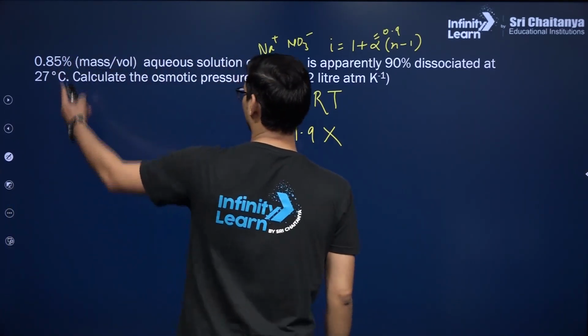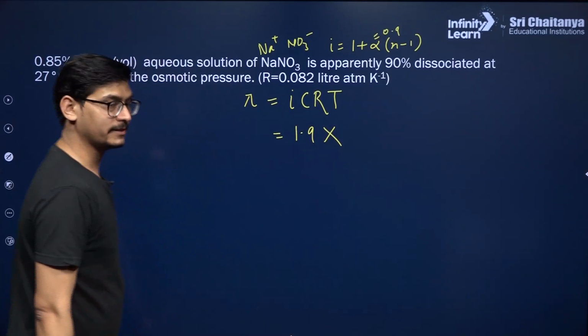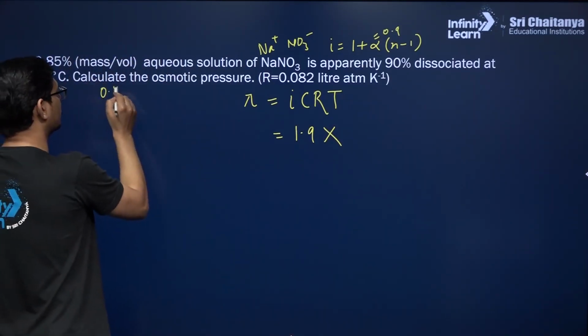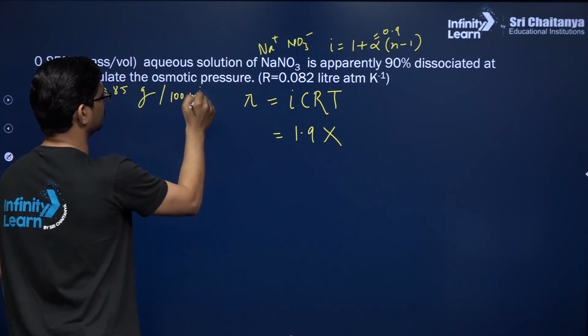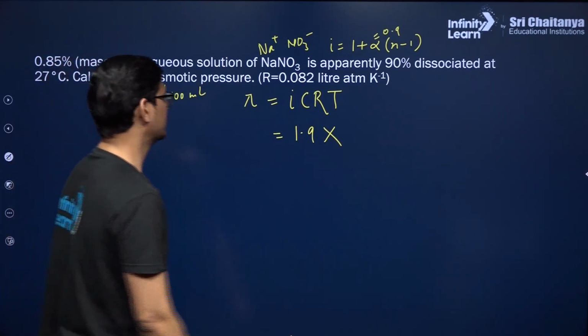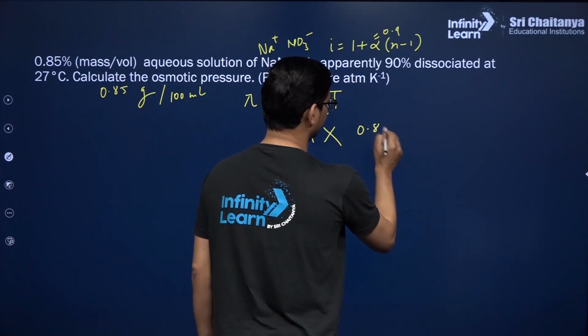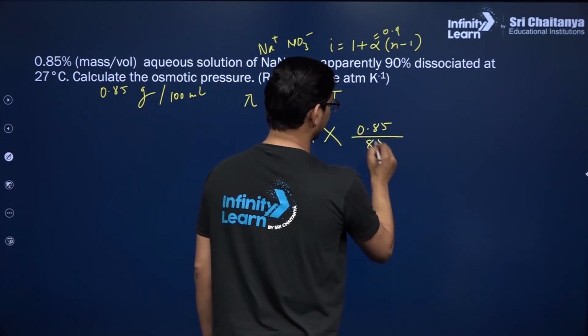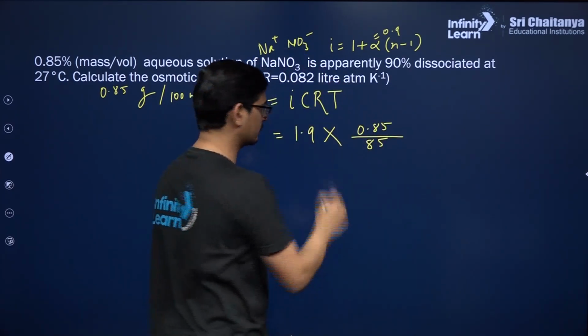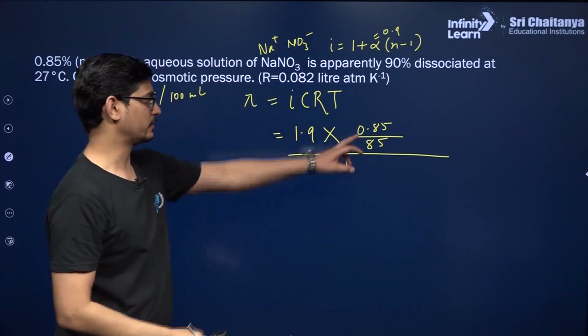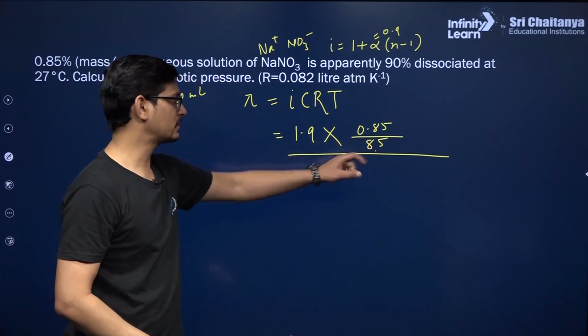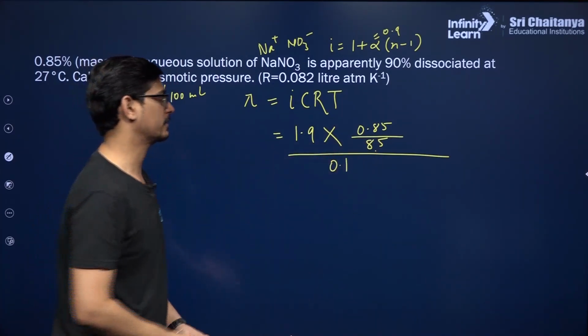Concentration is 0.85%, right, which clearly means that 0.85 gram of NaNO3 is in 100 ml solution. So 0.85 gram divided by 85, you can calculate, that is the molar mass, divided by 100 ml, which is 0.1 liter. So that is the concentration: mass by molar mass gives number of moles, divided by volume in liter gives concentration.